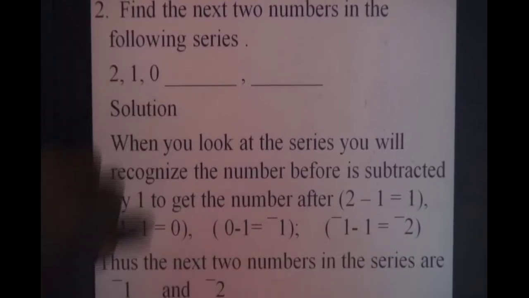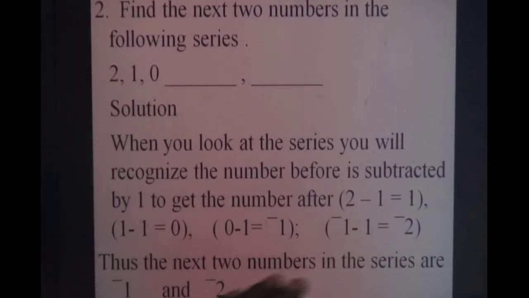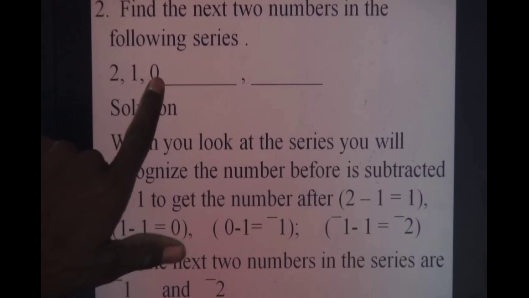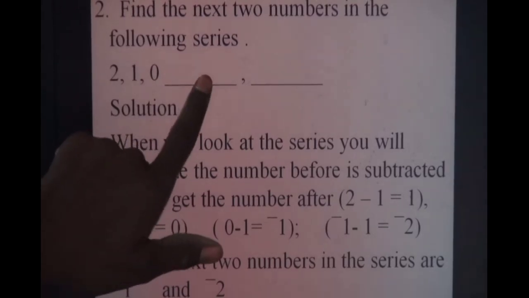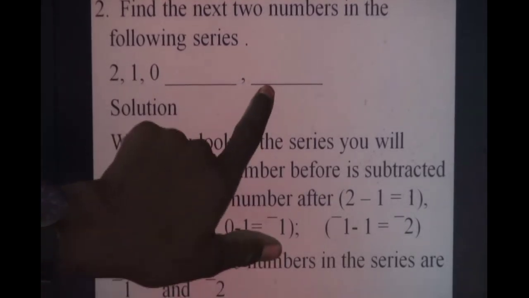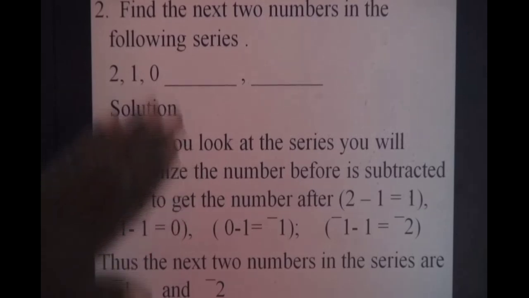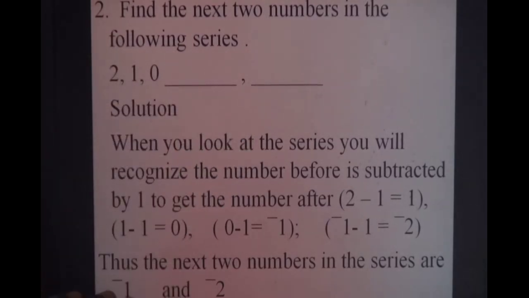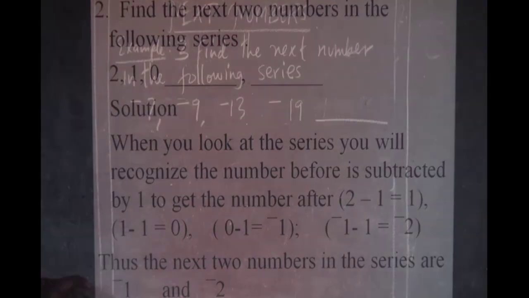So the next two numbers in the series are -1 and -2, because we subtracted 1 from 0 to get -1, and -1 subtracted by 1 gives -2. This is how we find the next number. Now let us see another example on how to calculate this.